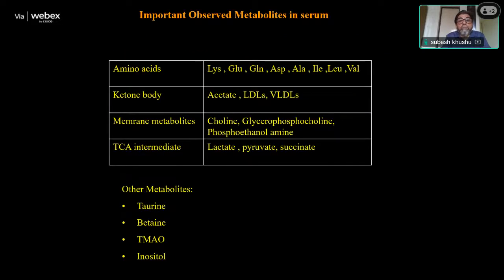These are some of the metabolites in serum. If you have a blood sample, you can look at all these amino acids: lysine, glutamate, glutamine, aspartate, alanine, leucine, valine. All these metabolites can be seen, and ketone bodies, acetate, LDL, VLDL, membrane beta-choline, phosphocholine, phosphoethanolamine. All these large number of metabolites can be visualized when you are looking at serum samples.